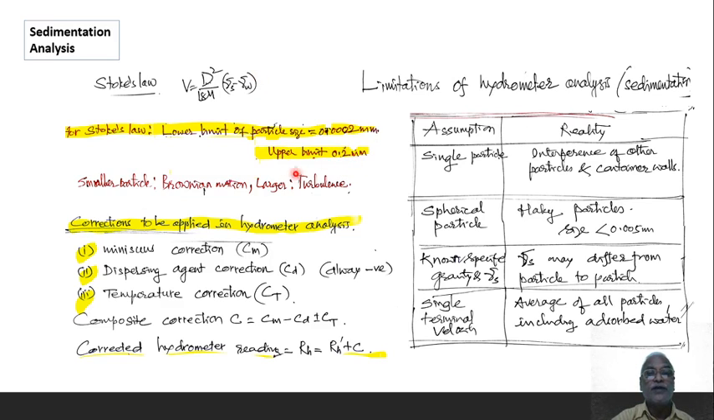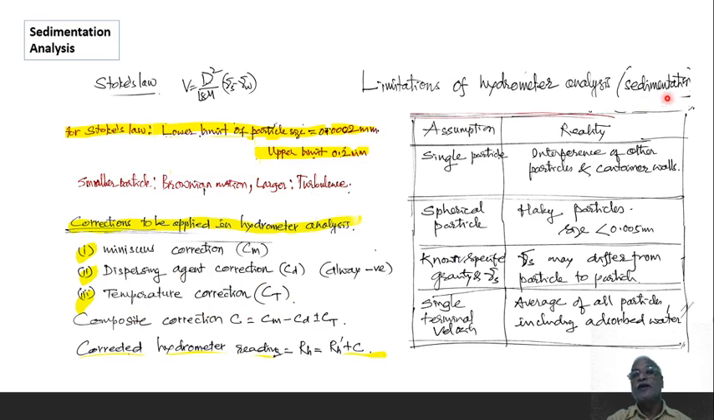If the particle size becomes larger, then there will be turbulence involved. Because of that, again, the law may not be properly applicable. So one of the major criteria for the limitation of Stokes' law is the size of the particle. Minimum size is 0.2 microns, maximum size is 0.2 mm. Corrections we have already discussed in length. There is a meniscus correction, dispersing agent correction, temperature correction. We have dealt in length with all this.